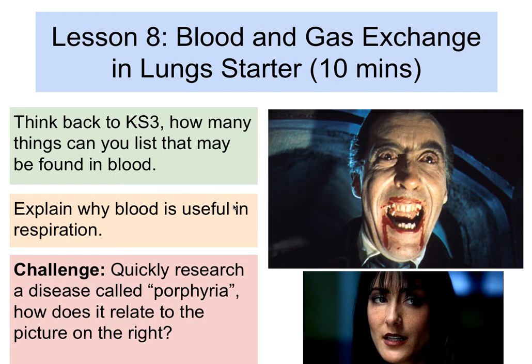So the first task here, 10-minute starter. Thinking back to year 7 and 8, how many things can you list that are found in blood? Why blood is useful for respiration? And quickly take a look at what porphyria is and how that might relate to the picture on the right here. So 10 minutes, pause the video, do those things, and then start again.